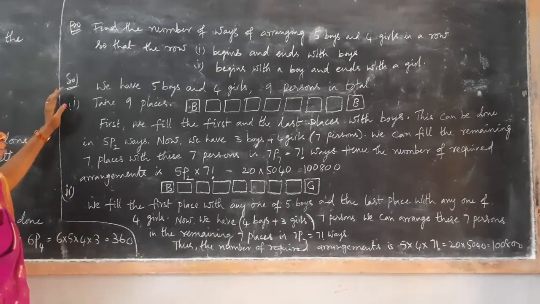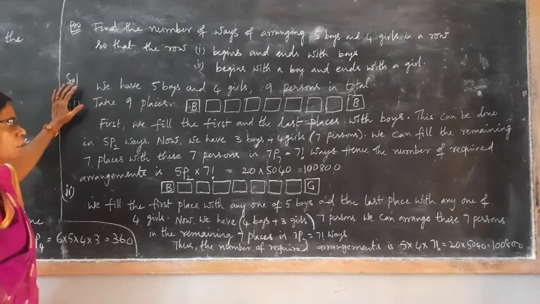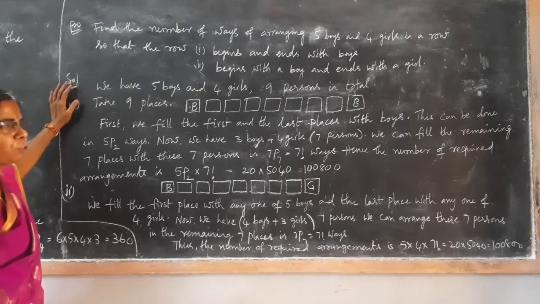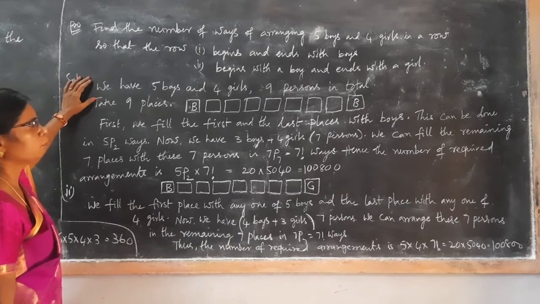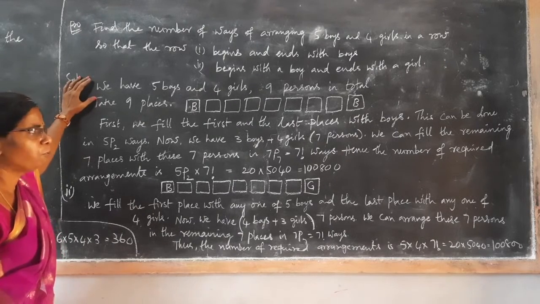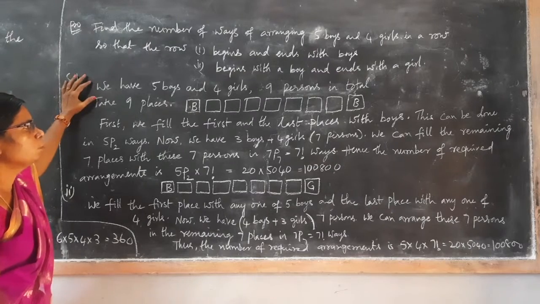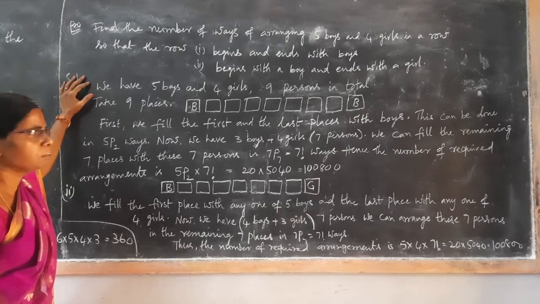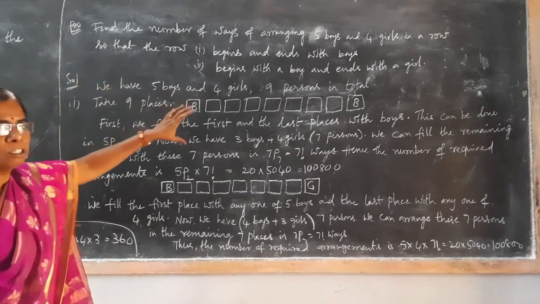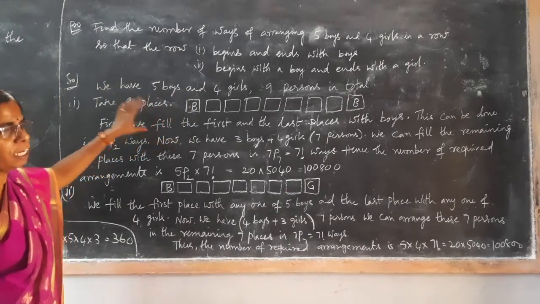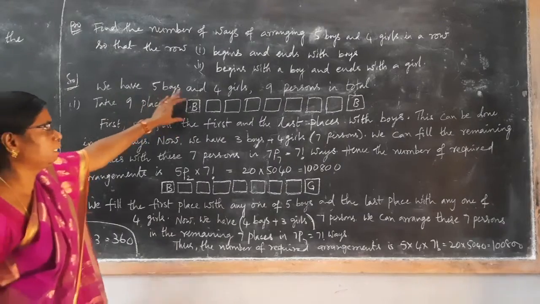So first for this problem, follow the solution. We have 5 boys and 4 girls, so 9 persons in total. That's why I take 9 places. To arrange these 9 persons, I take 9 places like this.